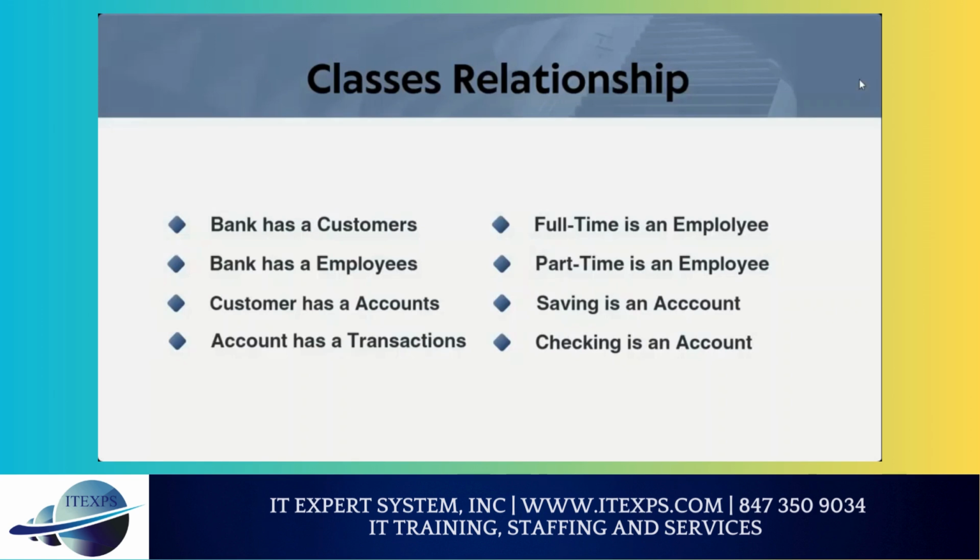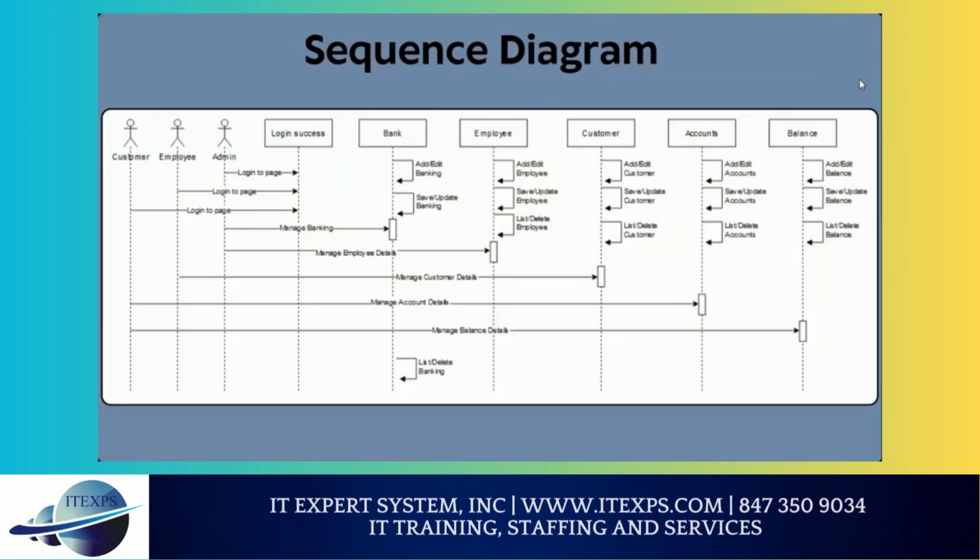Moving forward, we have our sequence diagram. As you can see, the sequence diagram illustrates how objects interact in a particular sequence of events and processes. We have users, admin, and employee as actors, and bank, employee, customer, account, and balance as our objects. It shows the thorough process, making it better for understanding and making the coding and everything in the NetBeans.